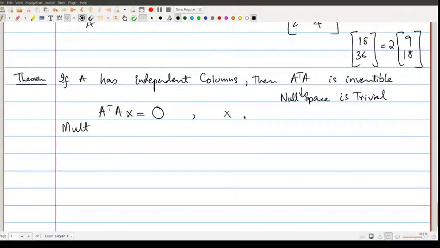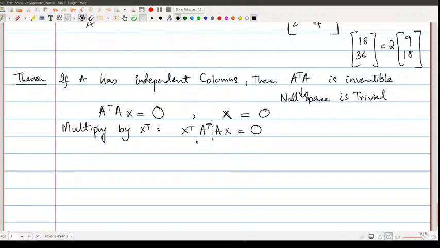So I want x equals 0. Somehow I need to make sure that x is only the trivial solution. So I multiply by x transpose. What do I get? I get x transpose A transpose A x is equal to, on the right-hand side, if I multiply by x transpose, it doesn't matter, I still get the 0 vector. Okay. All right. What does this get me?